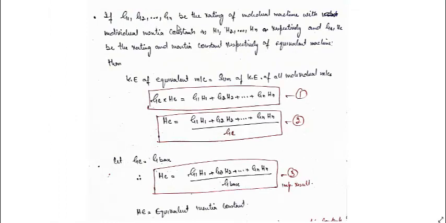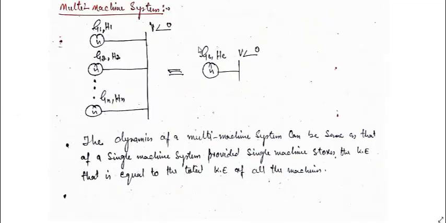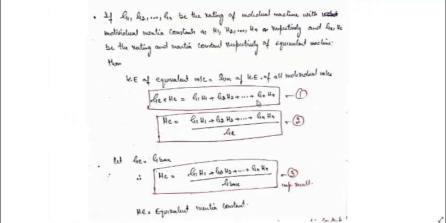If G1, G2 up to Gn are the ratings of the individual machines with individual inertia constants H1, H2 up to Hn respectively, and Ge and He are the rating and inertia constant respectively of the equivalent machine, then the kinetic energy of the equivalent machine should be the sum of the kinetic energies of the individual machines. That means Ge He should be equal to the summation of the kinetic energy of all these machines, that is G1 H1 plus G2 H2 plus up to Gn Hn. That's written over here. So the equivalent inertia constant will be G1 H1 plus G2 H2 plus up to Gn Hn divided by Ge, the rating of the equivalent machine.